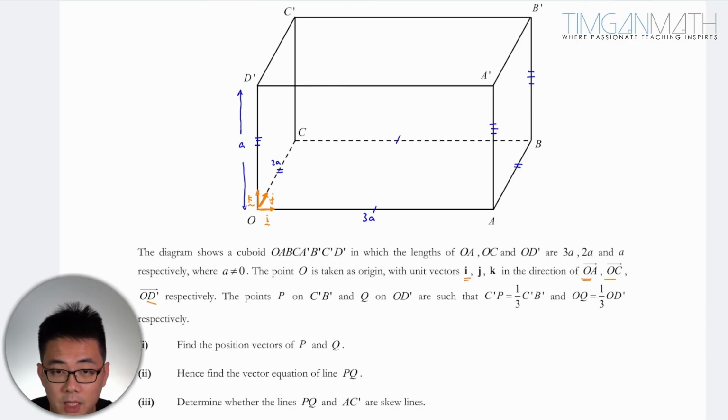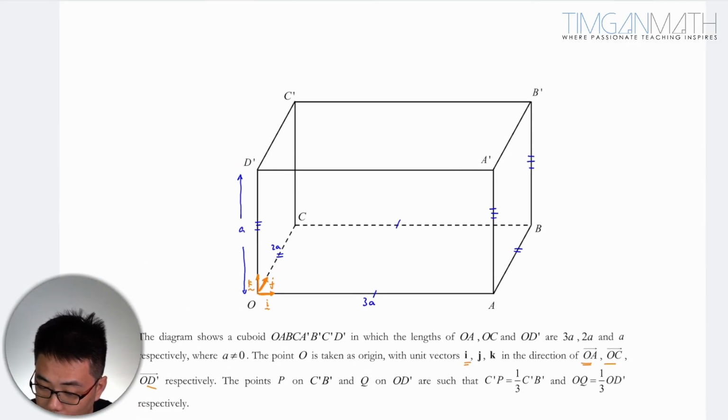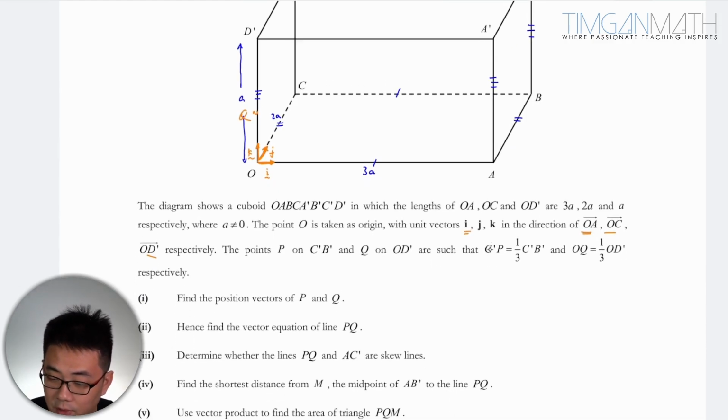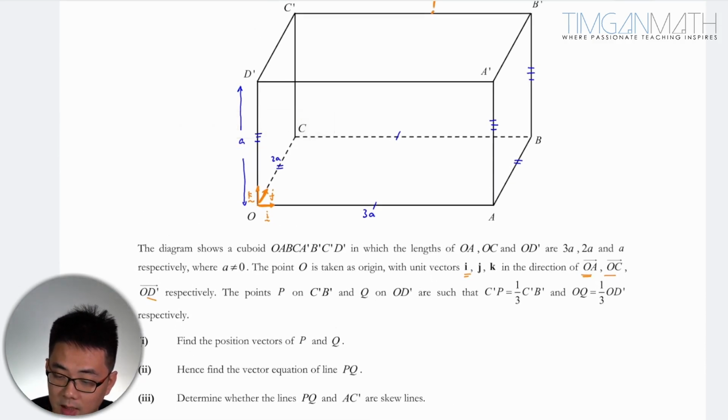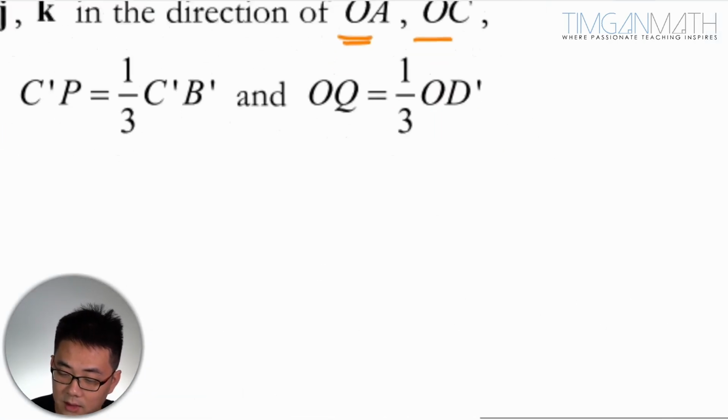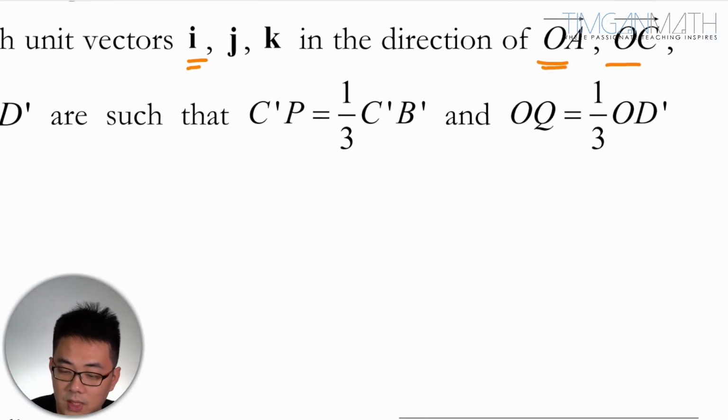Now the point P is on C prime B prime, and Q is on OD prime. So P is somewhere here, and Q is somewhere here. But we're given the ratio here. Remember in class what I mentioned: try not to read off the ratio like that. It's going to be very confusing, so sometimes students get confused how to write this out.